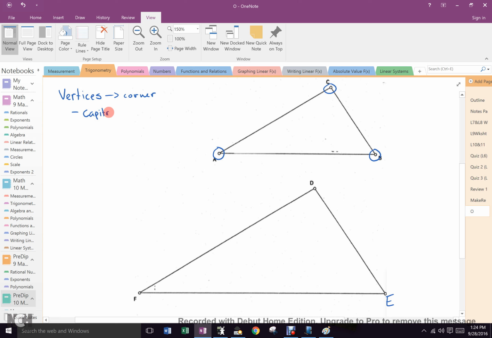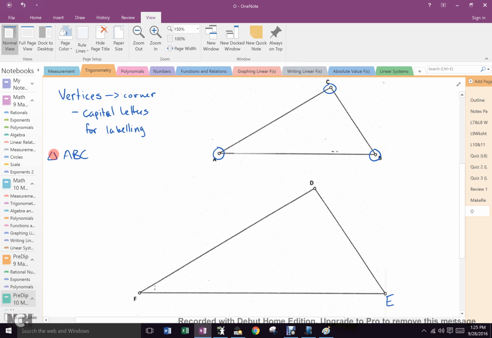Capital letters for labeling. Everybody knew that? Okay. So this triangle is named A, B, C.